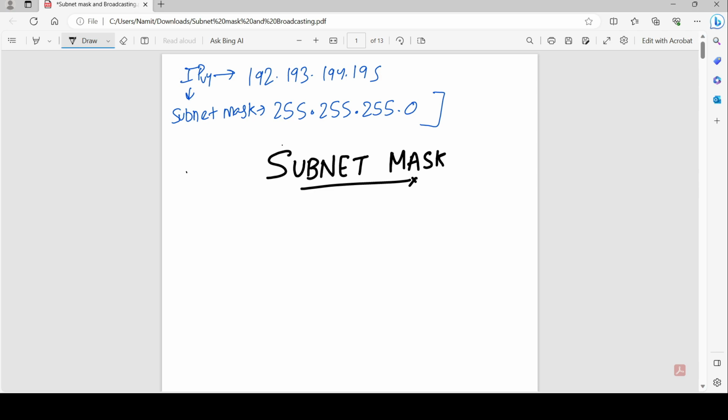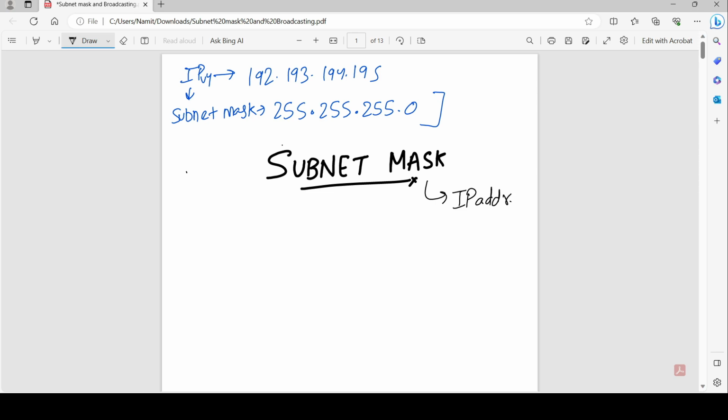Okay. Now, what is a subnet mask? If I'm supposed to brief it, a subnet mask works like a filter. Obviously, if it works like a filter, it is going to work like a filter for what? It is going to work like a filter for an IP address. Okay, that is the main part.